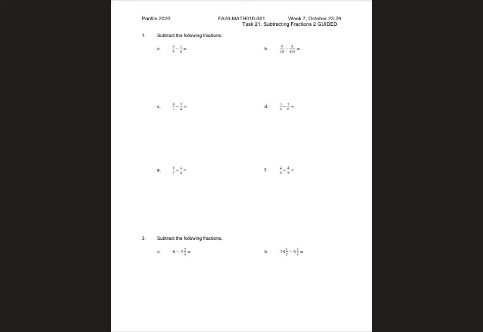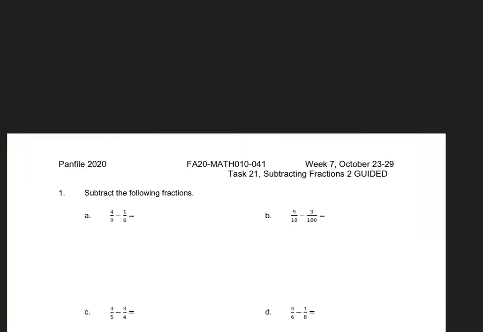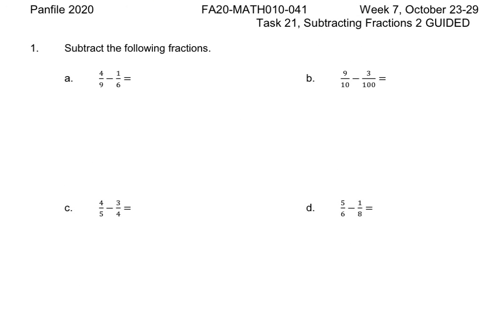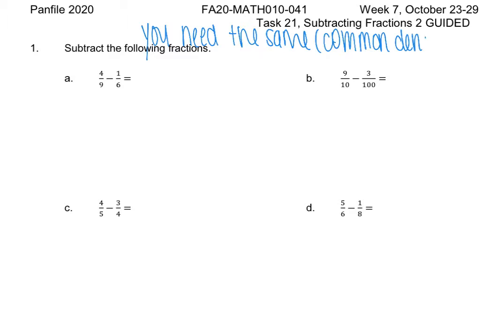All right, so when we do not have like denominators, we need to make them like, because in order to add or subtract fractions, we need common denominators. So you need the same denominator, which is called a common denominator, to add or subtract fractions.